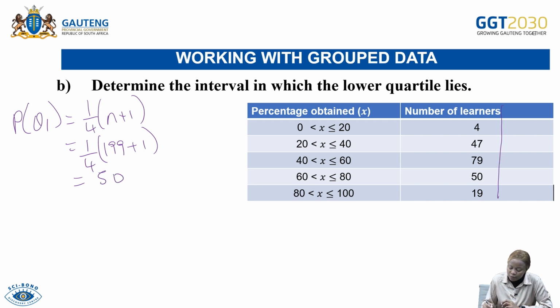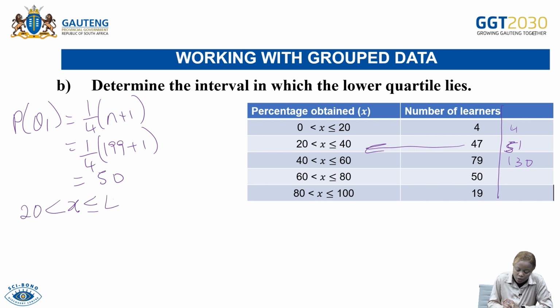Again, if you add here, you get a 4, and then this one plus this one, you get 51. This one plus this one, you get 130. So it means your lower quartile is going to be at position 50, in which interval? In this interval, right? So it's when x is greater than 20 and x is less than or equal to 40. And then you get your full marks.